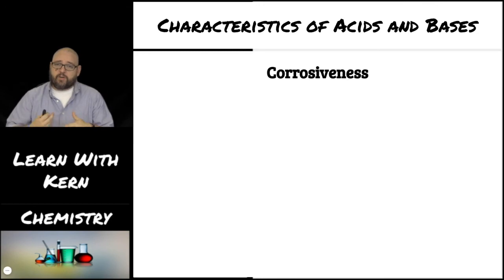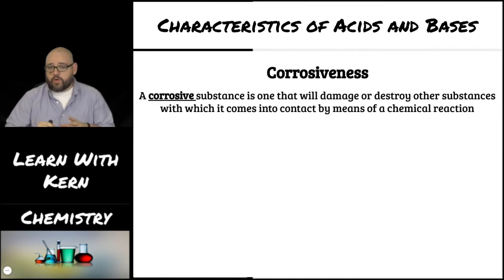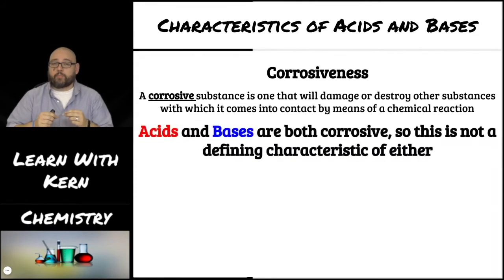Corrosiveness is another thing that we often associate with acids. A corrosive substance is one that will damage or destroy other substances with which it comes into contact by means of a chemical reaction. So if I put something in the acid, it's going to eat it away. But the thing is that acids and bases are both corrosive, so it's not a defining characteristic of either. Unfortunately, a lot of people think of acids as corrosive and bases as not, but that's not actually true. If you have a concentrated base, it can be just as corrosive as a concentrated acid.